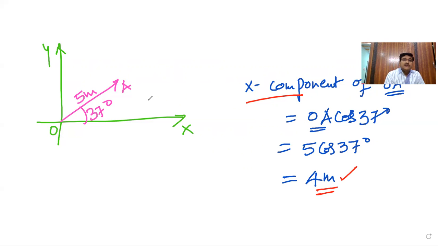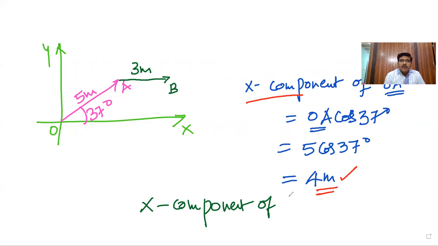The second is, he has given in the figure OB. OB is 3 meters, parallel to the x-axis. AB is a vector parallel to the x-axis. Now let us find the x component of AB. It is not making any angle, it is simply parallel to the x-axis. So the component itself is 3 meters. So the x component of AB is how much? 3 meters.